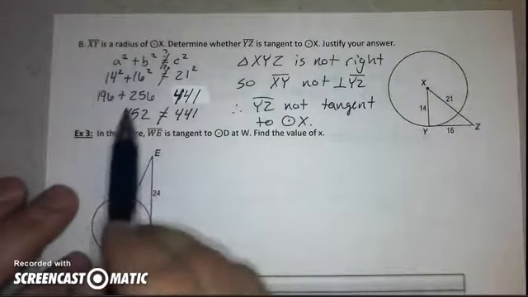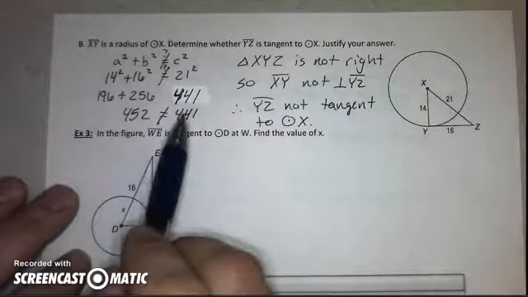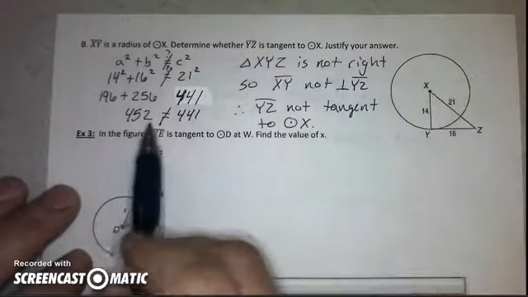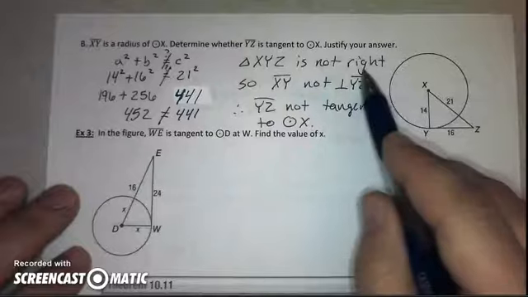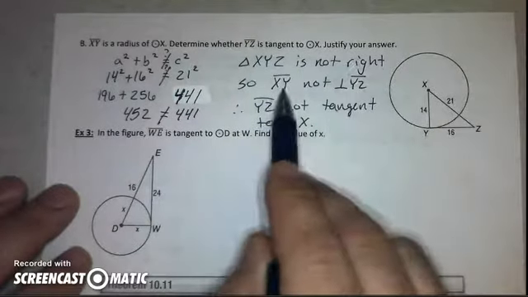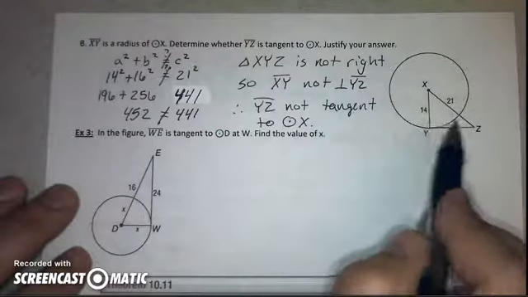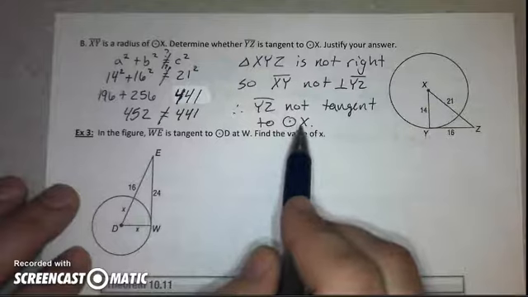All right, when we work this out, we get that 452 is what we get on the left, and 441 is what c squared is. Those are not equal. So this is not a right triangle. So you would write triangle XYZ is not right. So XY is not perpendicular to YZ. Since these aren't perpendicular, it cannot be tangent to circle X.